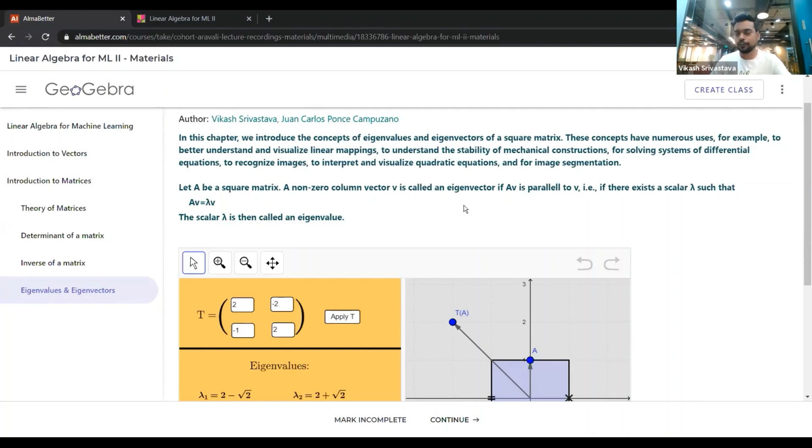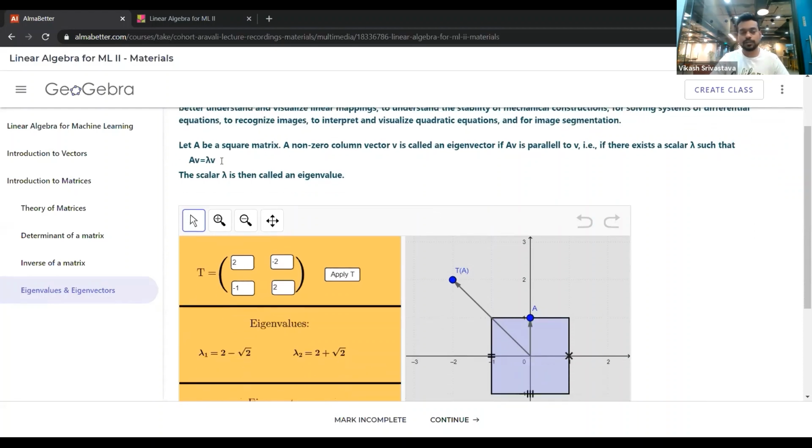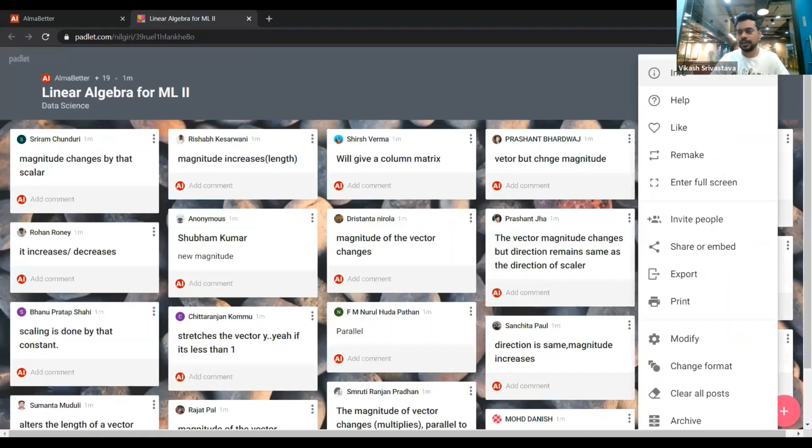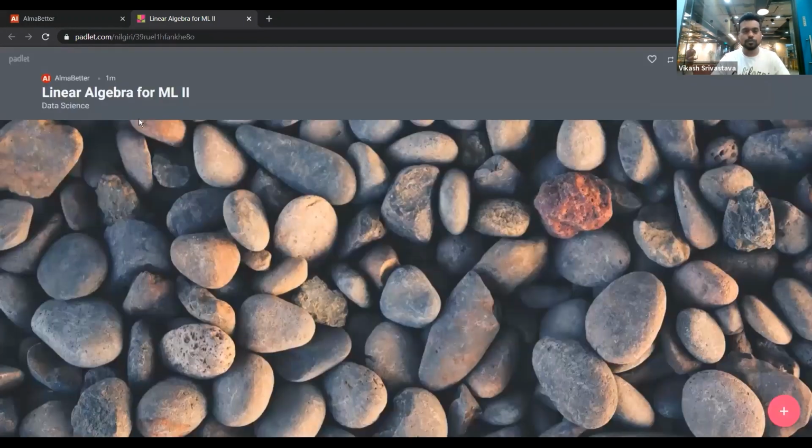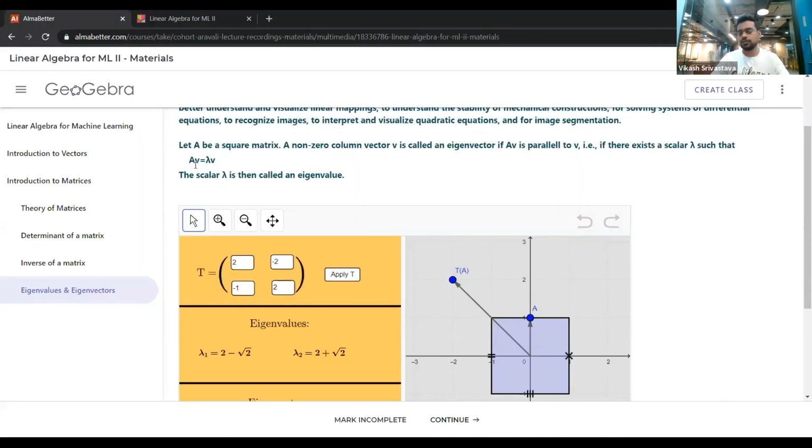We're talking about the definition of an eigenvector, right? A non-zero column vector V is called an eigenvector if A multiplied by V is equal to lambda times V. What does this mean? This is really important. So what is AV? I just want you guys to answer this. Maybe I'll clear the Padlet. I want you to be involved. Whenever I say A, A is a square matrix, and V is a column vector, or a column matrix essentially, right?